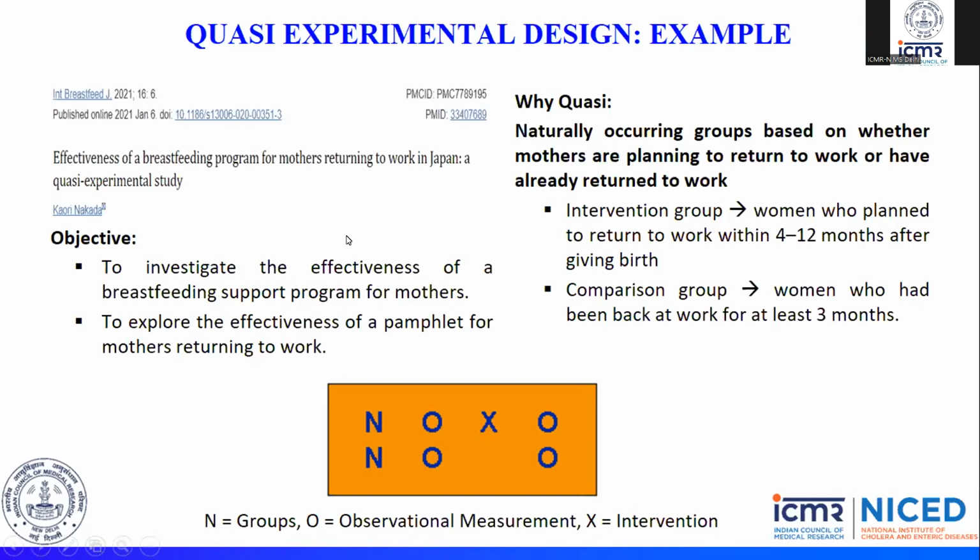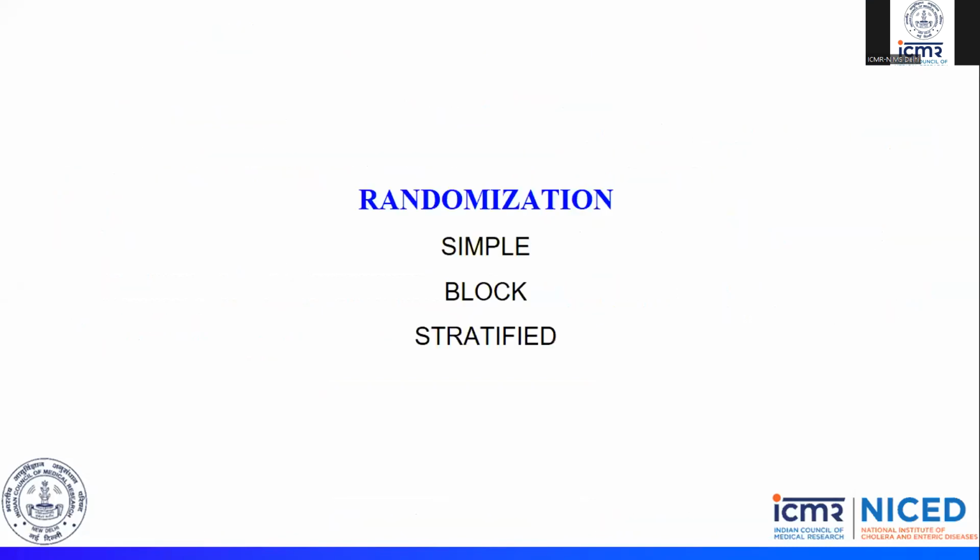If we look at this diagram, N is the groups, these are the observational measurements that we got. X is the intervention in the groups, which has already been naturally offered. We did not ask them to come back to work. They have come back on their own, and the other part is staying at the household. So this is a quasi-experiment.